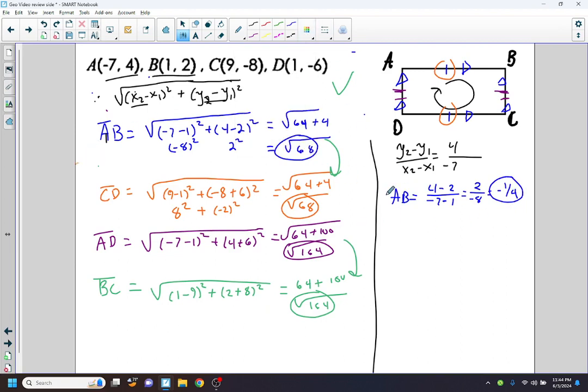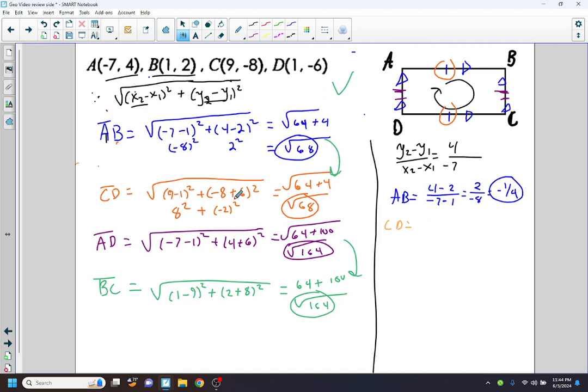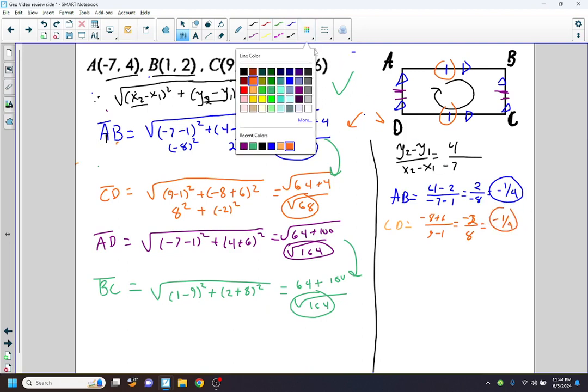For CD, it's going to be, and basically, I'm going to just copy these things to make it faster for me. On your test, you get to choose, do you want to do it this way or this way? You don't have to do both ways. So it's going to be negative 8 plus 6 over 9 minus 1, which is negative 2 over 8, which reduces to negative 1/4. So they match. We know we did it correctly.